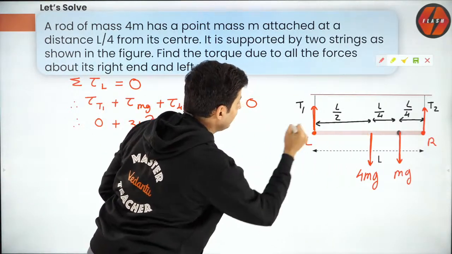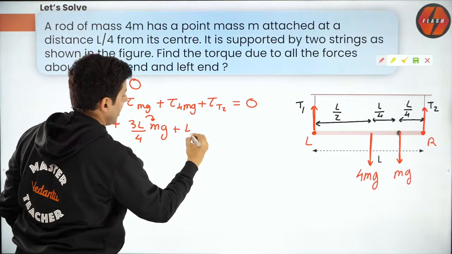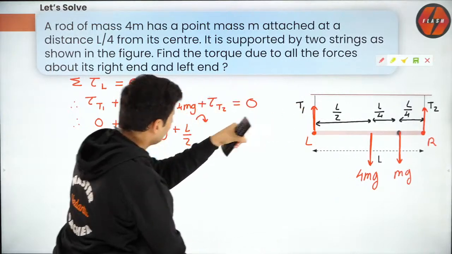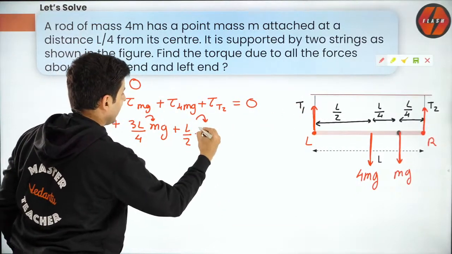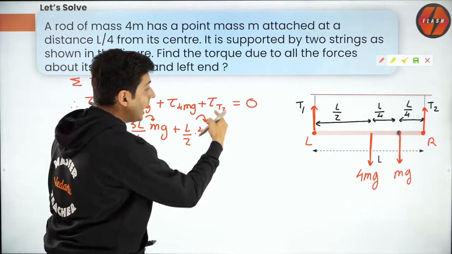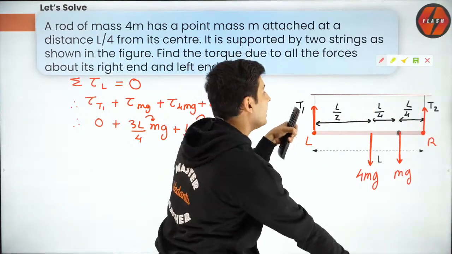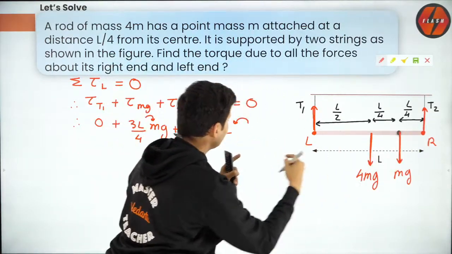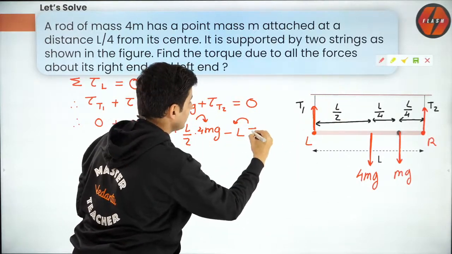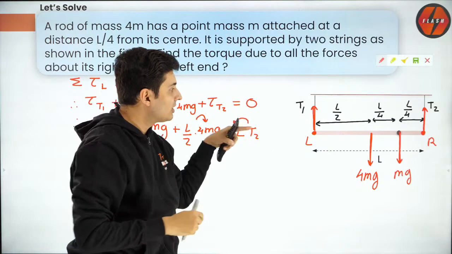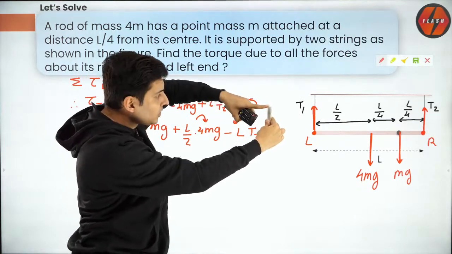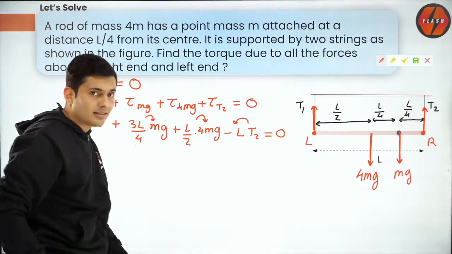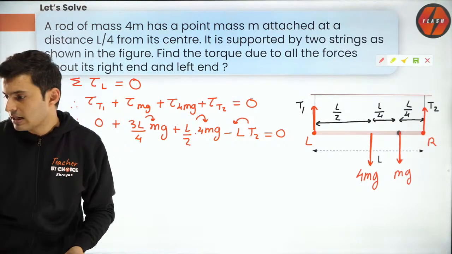Next, 4 mg is at a distance of L by 2. So plus. Why plus? Because again it is clockwise. 4 mg will try to rotate it this way. So L by 2 into 4 mg, and beware, tension T2 is producing a torque this way. So it will be minus torque. And what's the distance? That distance is L, and what's the force? That's T2. And the best part, all the forces are perpendicular to the R vector, so sine 90 is 1 everywhere. And this sum will be 0. I hope this is clear, everyone.